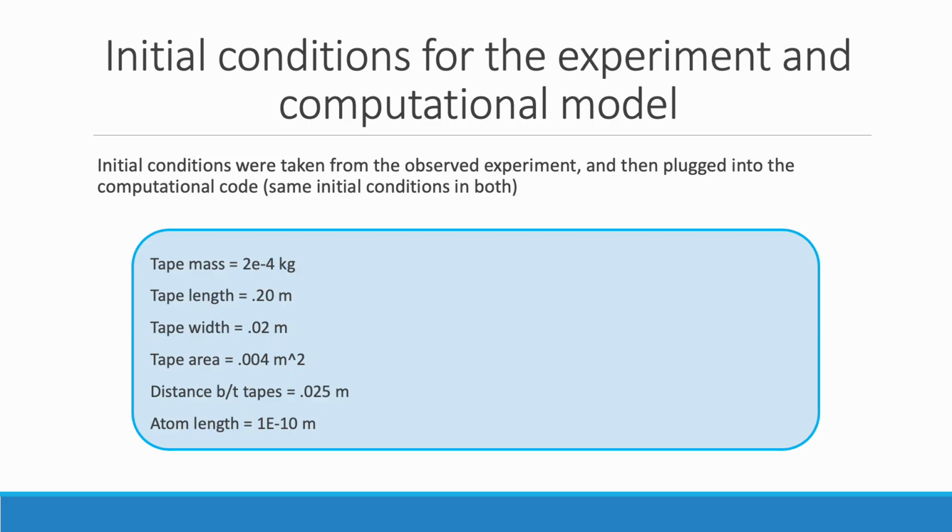So next is the initial conditions for the experiment, and then later that's going to be used for the computational model. So we have the mass of the tape, the length of the tape, the width, and then the area, and also the measured distance between the tapes, and also the length of an atom, which is not just a given.